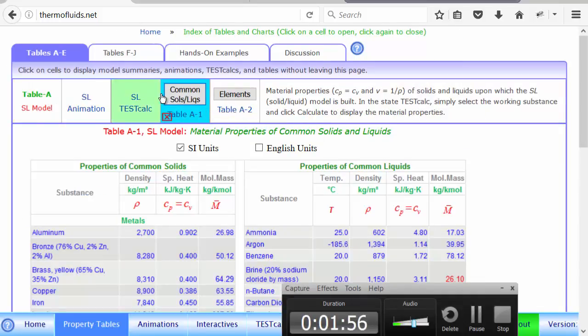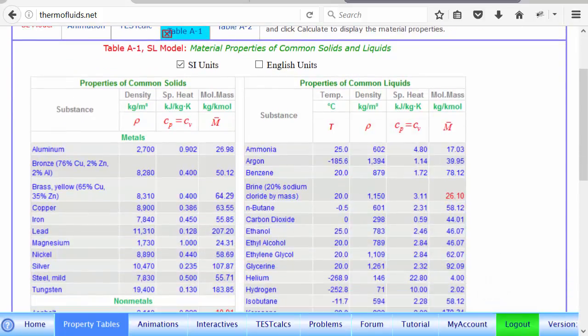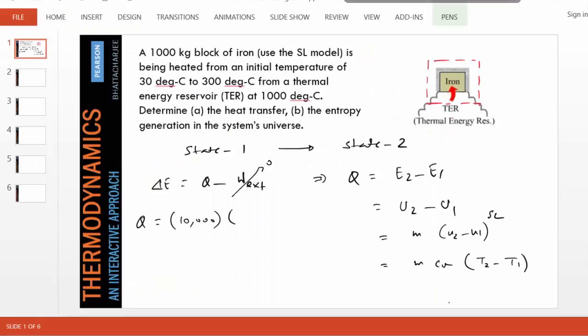The SL model is, as you can see, the first row, and find iron, and that gives us a value of 0.45, and the temperatures are given, 300 and 30, T2 and T1, and this becomes 1200. It is a large amount, 1,215,000 kilojoules, or 1215 million joules.